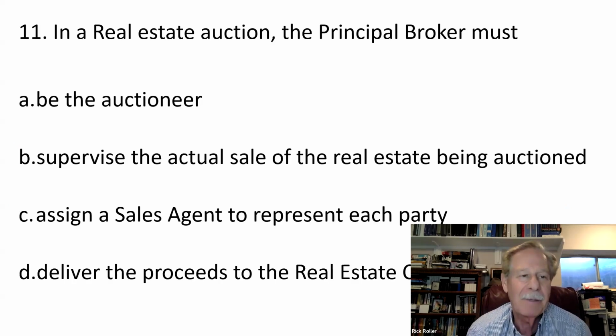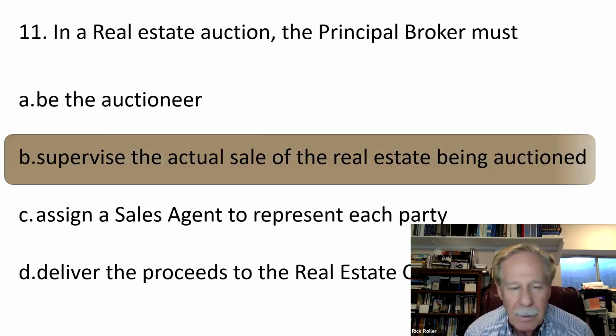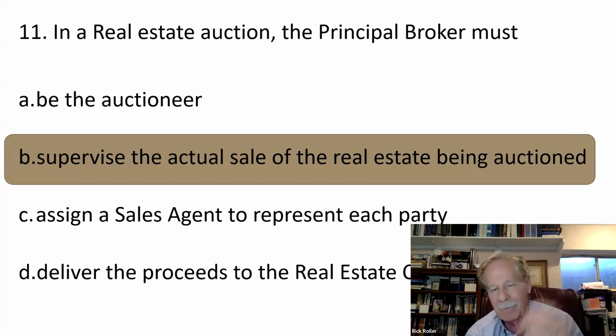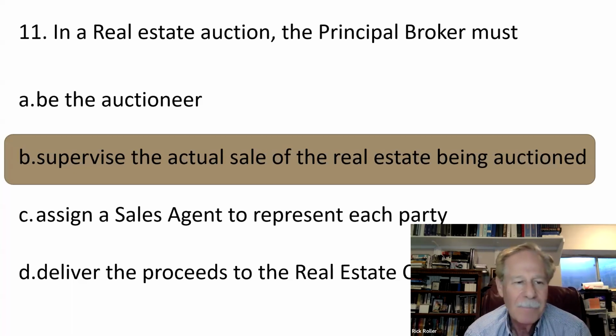Let's look at number 11, please. In a real estate auction, the principal broker must be: A, the auctioneer. No. B, supervise the actual sale. Yes. C, assign a sales agent. No. This is why we don't have a lot of auctions in Utah. The broker has to attend the auction. Now he doesn't have to call it. He's not the one doing all that auction gibberish that they use. The auctioneer can do that, but he's there to fill out the Rep C contract.